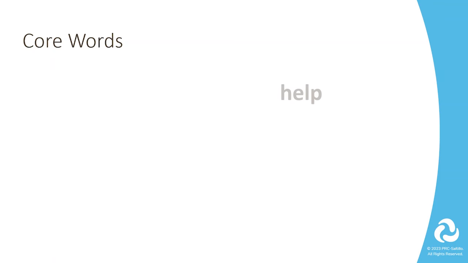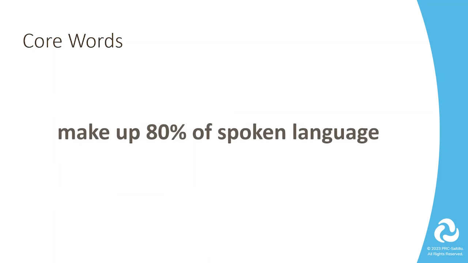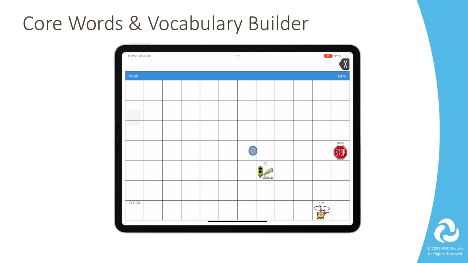These are words like help, more, go, eat, and stop. These are words that can be used in many situations. Research tells us core words make up 80% of spoken language, so it's important to be able to learn and use them. Vocabulary Builder isn't a static tool. It's there to help minimize the options on the screen so the motor plan for words can be learned.